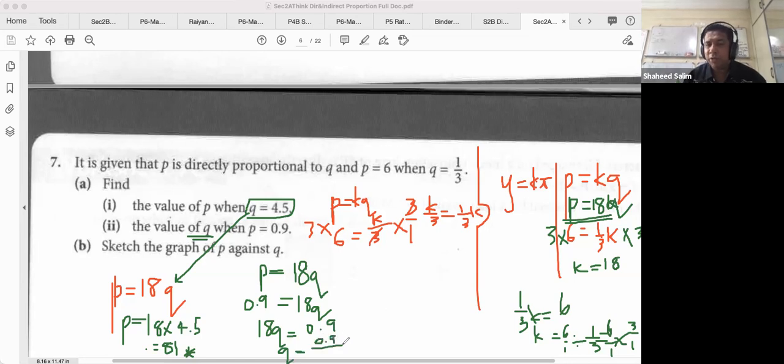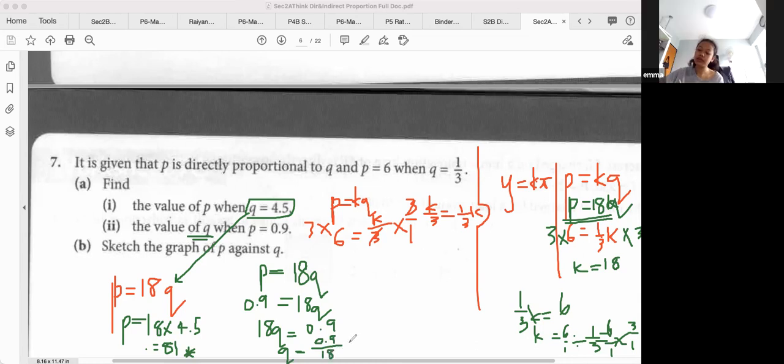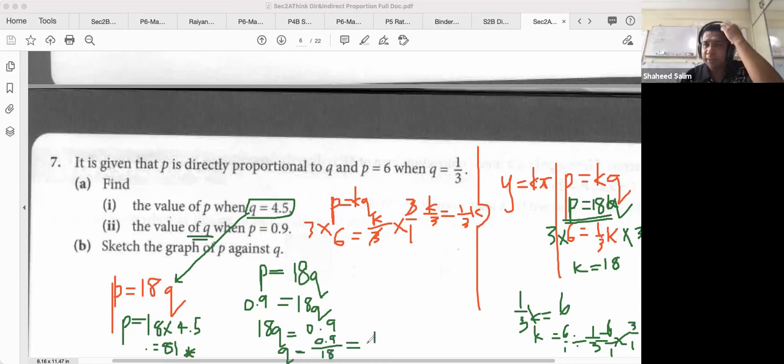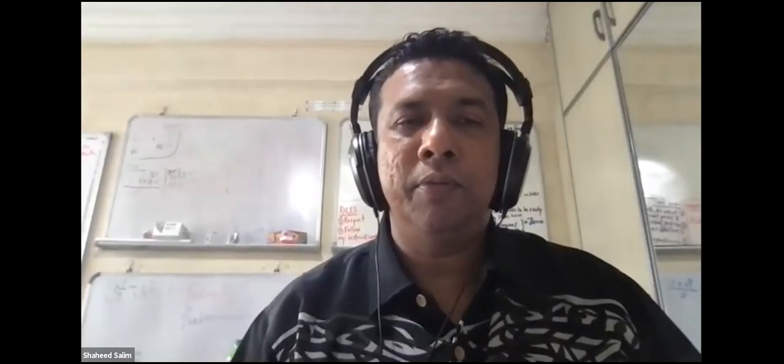Not 18 divided by 0.9. You see? 1 over 20. So can 1 over 20 do you get? Yes, or 0.05, like either one. So we just got to be careful with this. Emma, just be careful, okay?